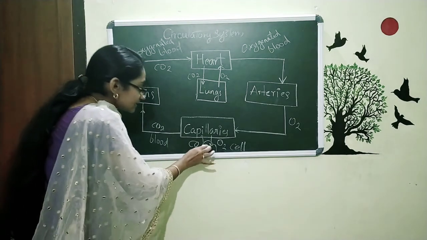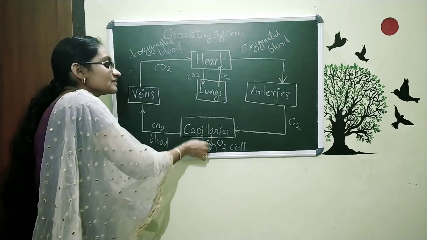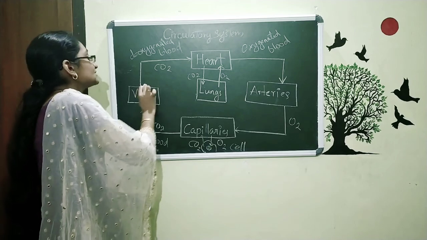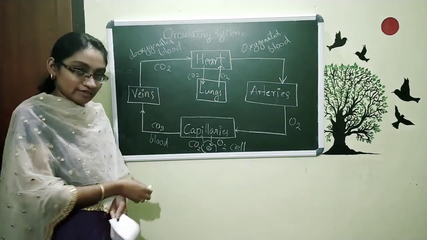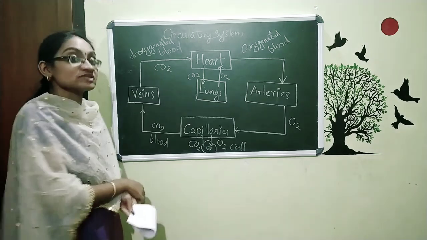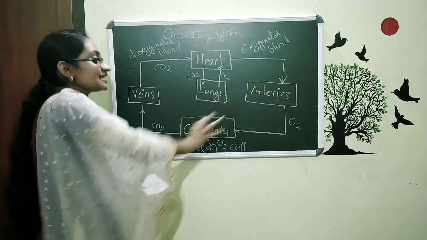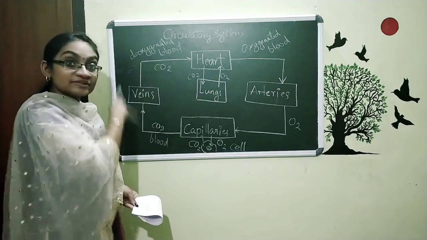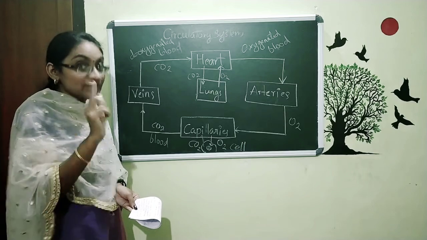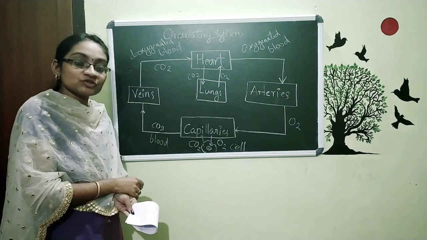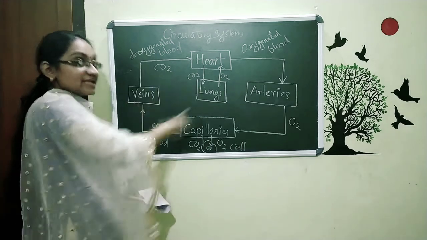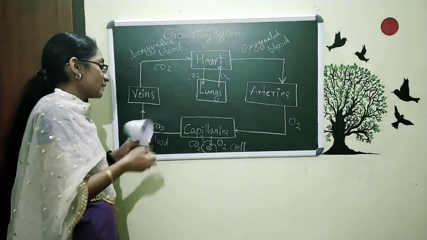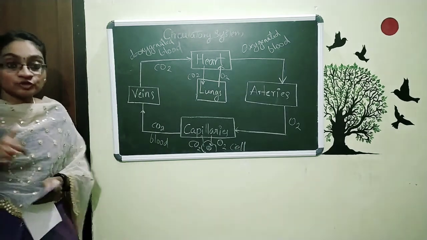The carbon dioxide given out from the cell goes to the veins, and then these veins transport it to our heart. That means the blood is now deoxygenated blood. So this is a cycle. In our body the cycle works continuously, and we know that within a minute our heart pumps 72 to 80 times. That means this cycle is continuously repeating in our body. So this is all about blood circulation in the human body.